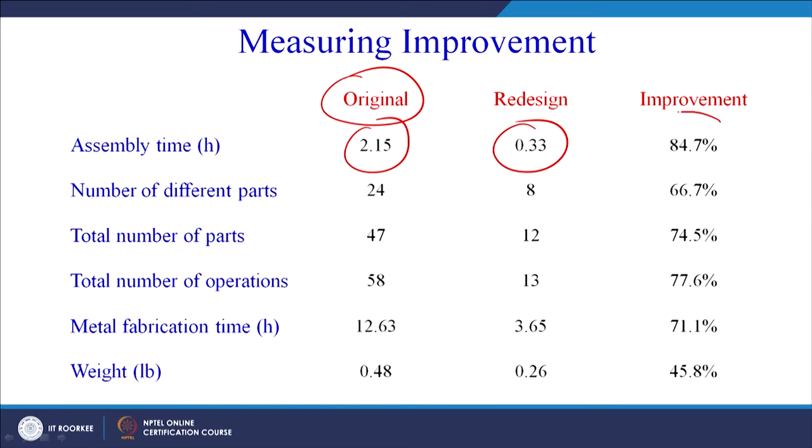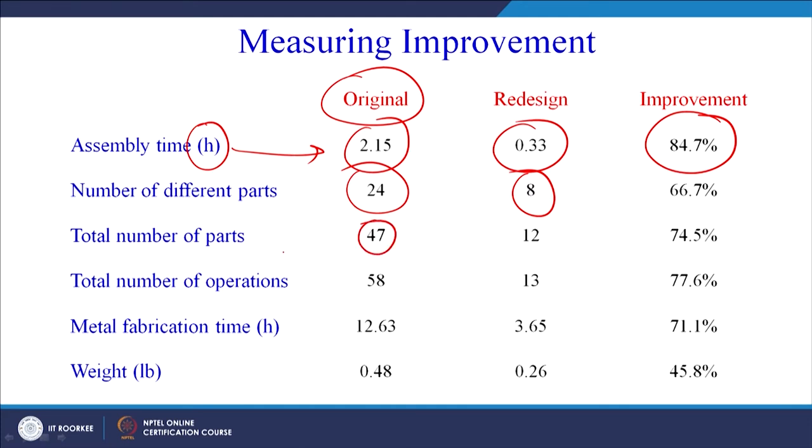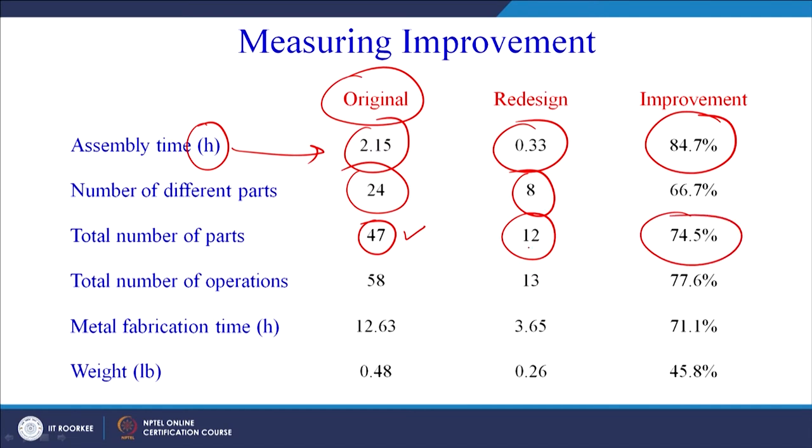So basically our target is to look at the improvement. The time, as we can see in hours, is written here, and there is an 84.7% improvement in the assembly time. The number of different parts was initially 24, and is now reduced to 8. Initially there were 47 parts in total; among the 24 different parts, one part may be used twice, or four or six times. The total number of parts was 47, but finally only 12, a significant improvement. The total number of operations was reduced from 58 to 13. Metal fabrication time went from 12.63 hours to 3.65 hours.